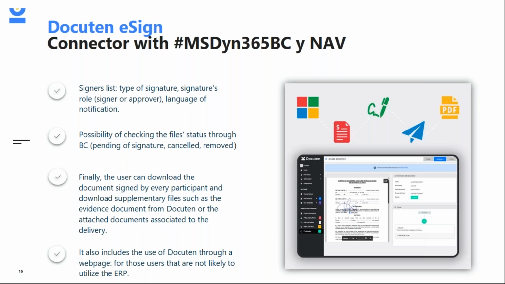And it also includes the possibility to use Docuten from the web page. So for those users that are not logging into Business Central or NAV, they just want to have the chance to upload a PDF file that has been created before and send it for later signing, they will be able to do that also with Docuten eSign from the web portal itself.